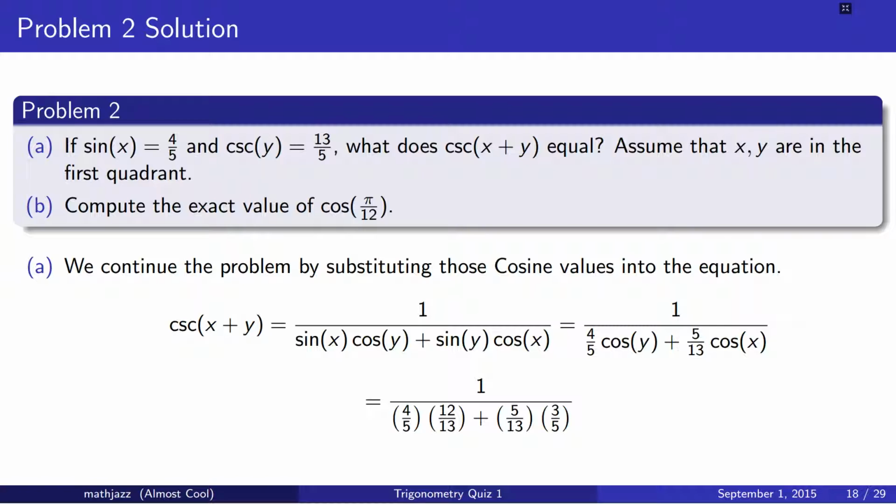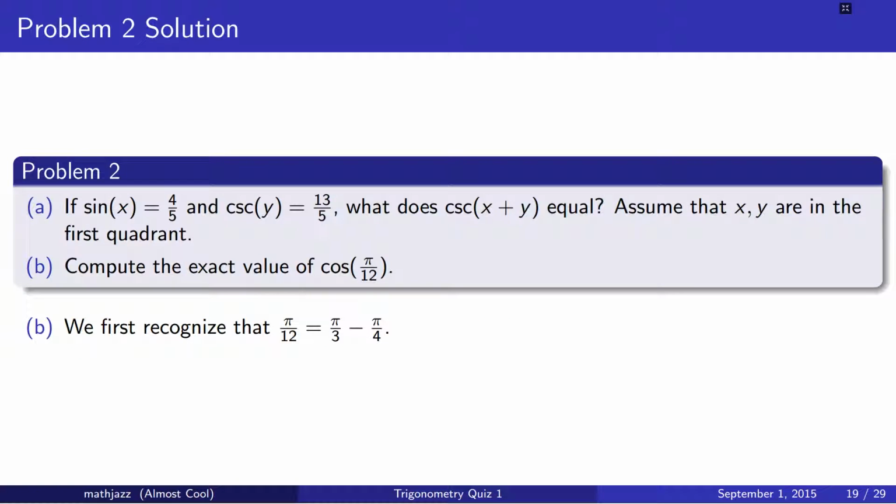And at this point, we have solved all of the trigonometry part of the question, so the problem is solved for us. The rest is merely arithmetic, and that's not the point of the quiz. The point of the quiz is the trigonometry, and we're done with the trigonometry here, so the problem is solved.